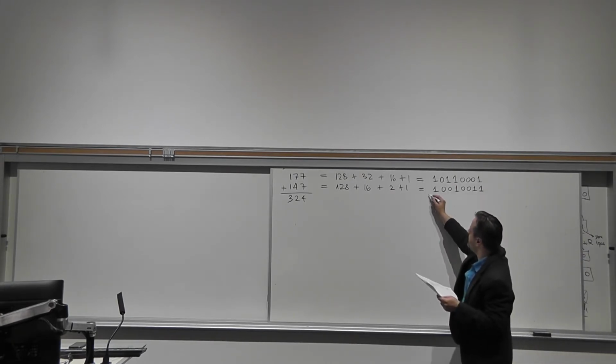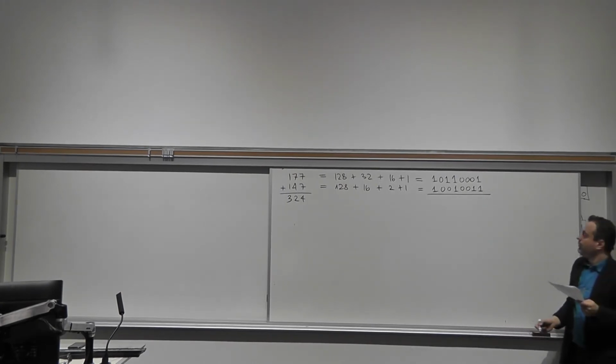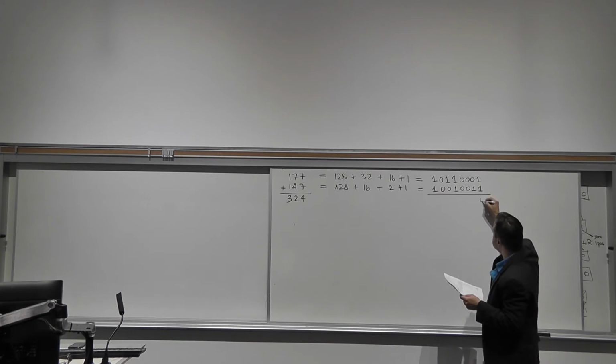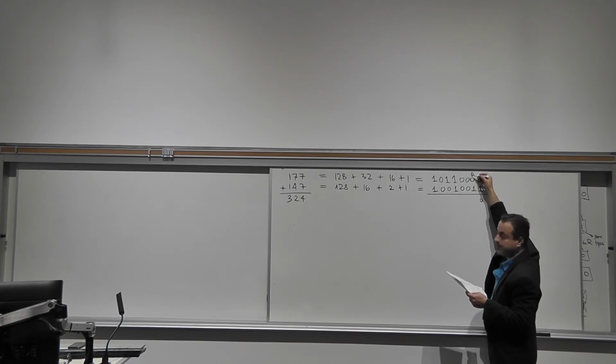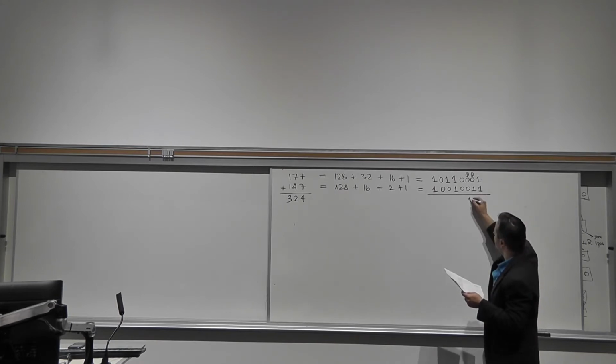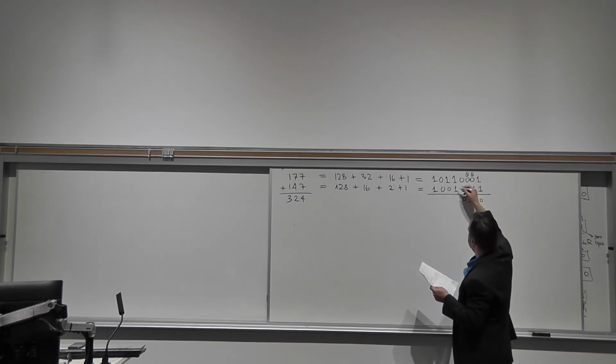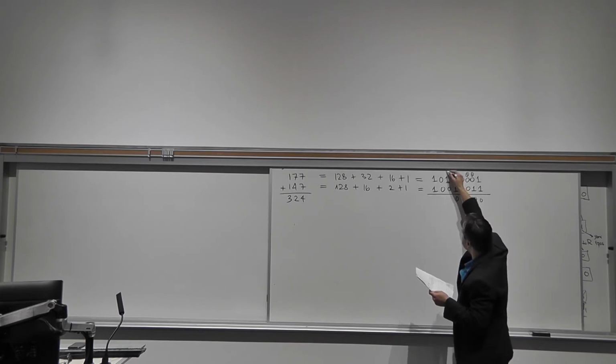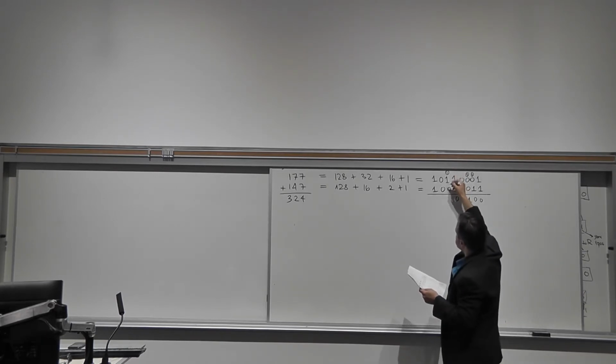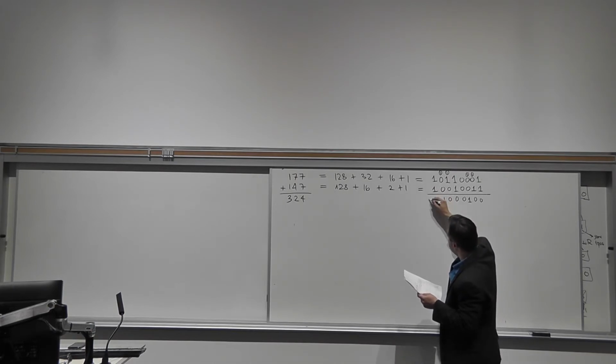So now if I add them in base 2, what do I get? 1 plus 1? 0 and the carry. 1 plus 0 plus the carry, 0 and the carry. 0 plus 0 plus the carry, 1 and no carry. 0 plus 0, 0. 1 plus 1, 0 and the carry. Carry plus 1 plus 0, 0 and the carry. Carry plus 0 plus 0, 1. 1 plus 1, 0 and the carry.